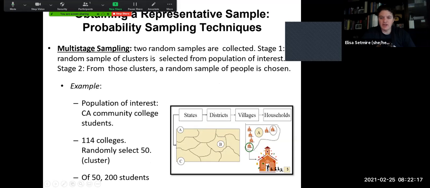We can also do something called a multi-stage sampling technique. This is another way to get a representative or probability random sample. Two random samples are collected.